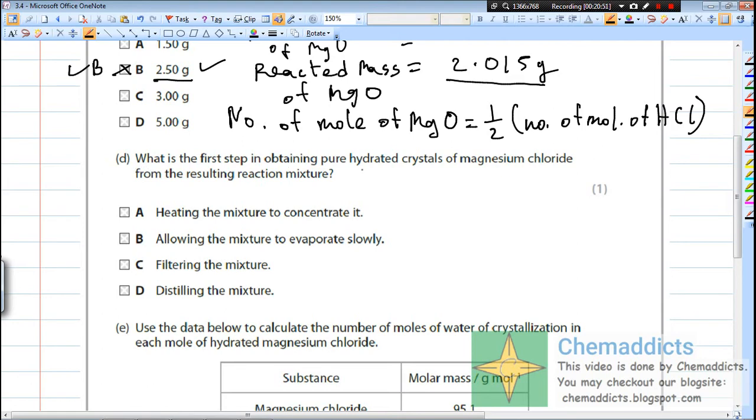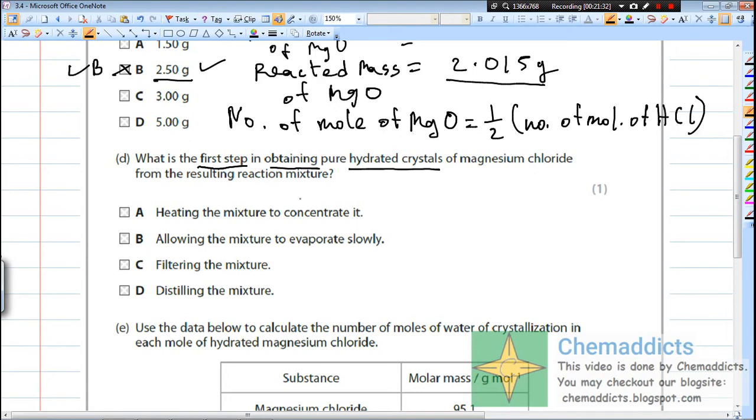What is the first step in obtaining pure hydrated crystals of magnesium chloride from the resulting reaction mixture? They have asked us to find the first step in obtaining pure hydrated crystals of magnesium chloride from the resulting reaction mixture. So how do we separate pure hydrated crystals of magnesium chloride? This is the question they have asked. In short, how do we separate these magnesium chloride crystals from the mixture?